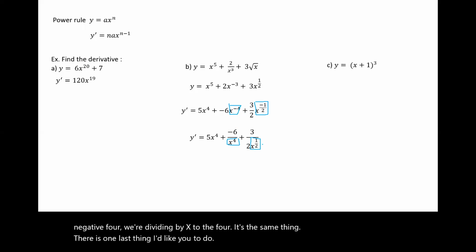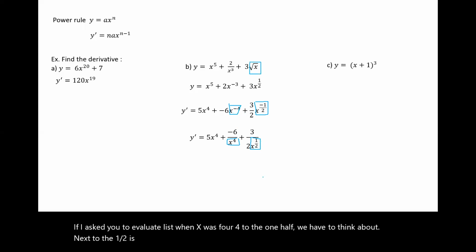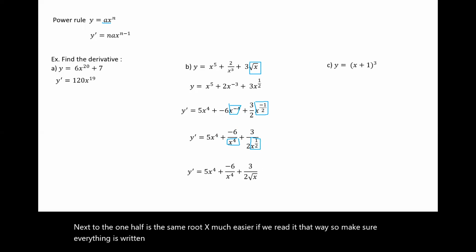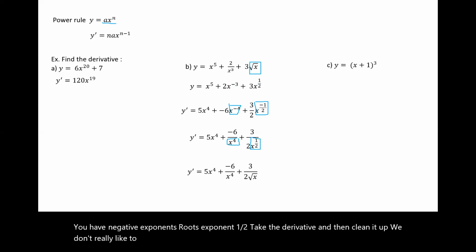There is one last thing I'd like you to do. If I'd asked you to evaluate this when x was 4, 4 to the 1/2, we have to think about. X to the 1/2 is the same as root x, much easier if we read it that way. So make sure everything is written in the right form, number x exponent. So fractions, you have negative exponents. Roots, exponent 1/2. Take the derivative and then clean it up. We don't really like to work with negative exponents, so we write them as fractions instead. And we don't really like to work with x to the 1/2, we'll write it as root x.